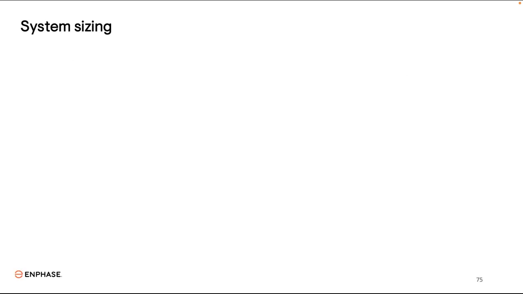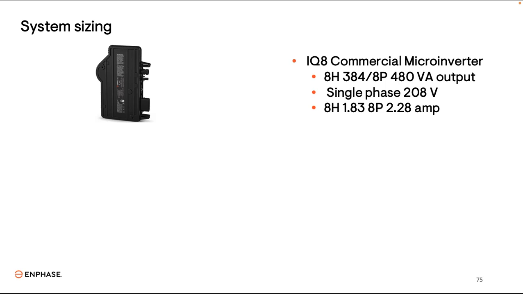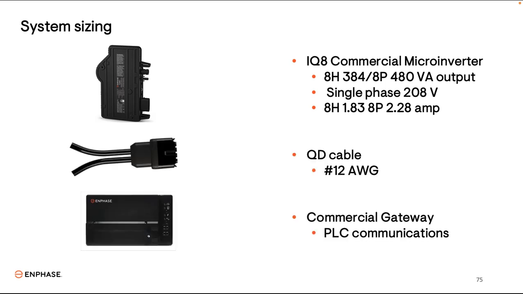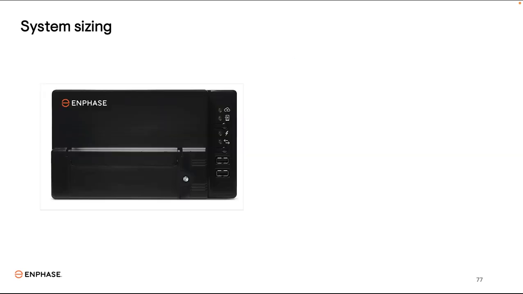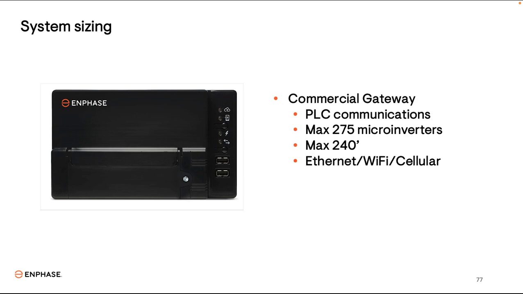The three components that will influence your system design the most are the IQ8 commercial microinverters, the QD cable, and the gateway, which can communicate with up to 275 microinverters. Let's talk about the interplay between these three components and how that affects design. The commercial gateway uses power line communications to communicate with microinverters. It's capable of communicating with up to 275 microinverters at a time over the power lines. Power line communications is limited to 240 feet. The commercial gateway can use either Ethernet, Wi-Fi, or cellular to communicate with the cloud.